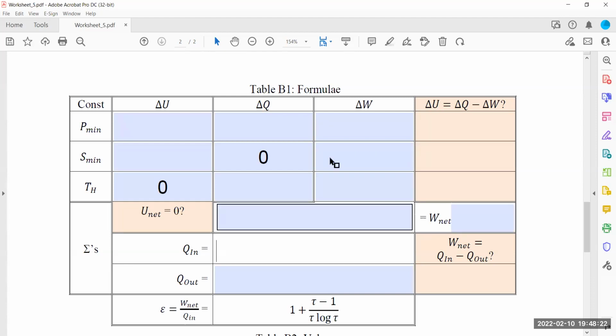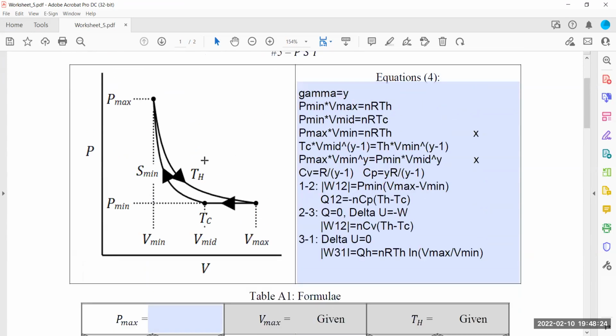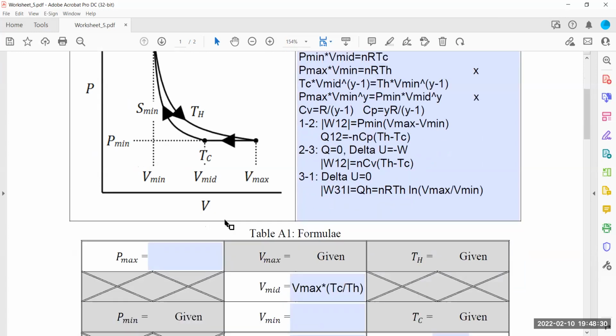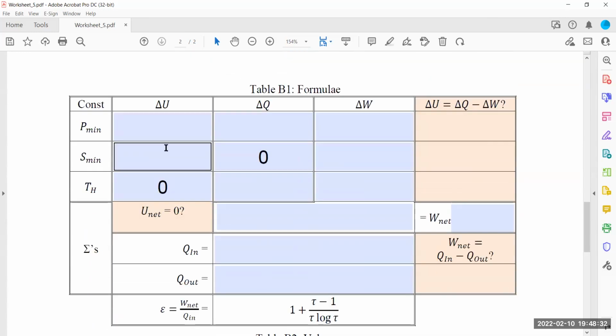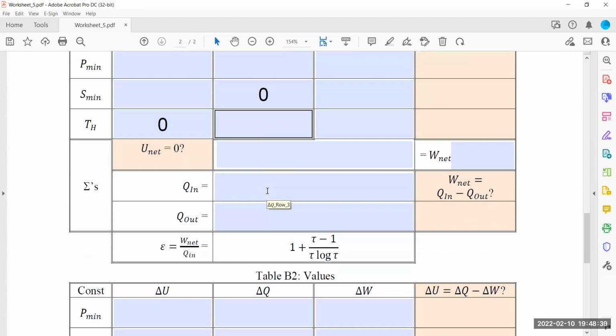Q in should be part of this heat. This is your Q in. This is going to be positive. Q out should be this part of the system. So this should be Q out, and this should be Q in for this part. And of course, you're supposed to check to see if indeed it checks. It should check that the W net is the same as the difference between these two values.